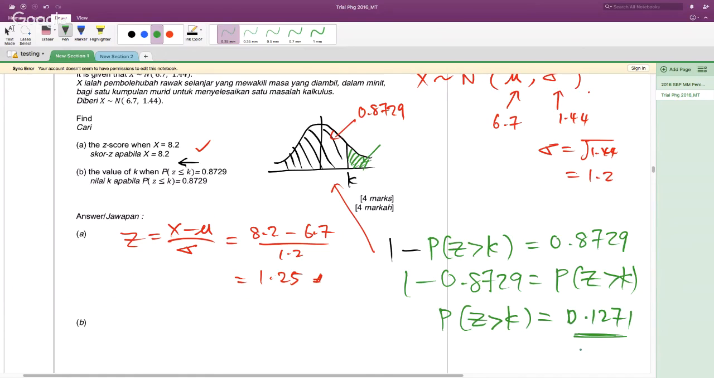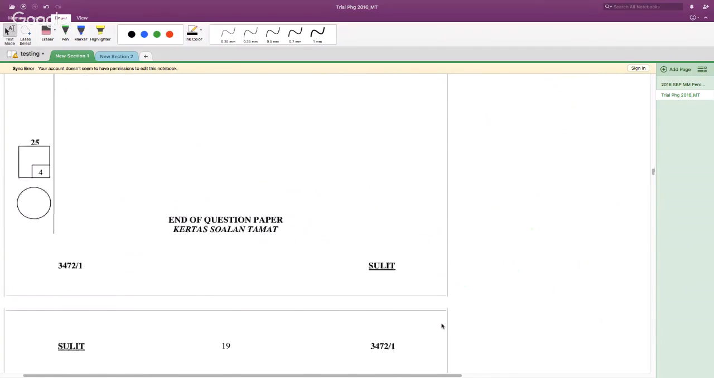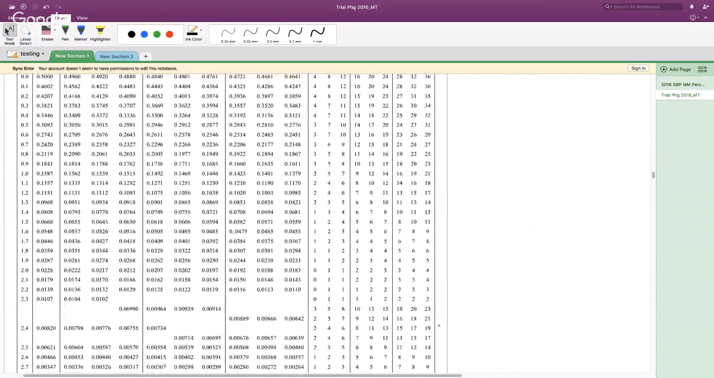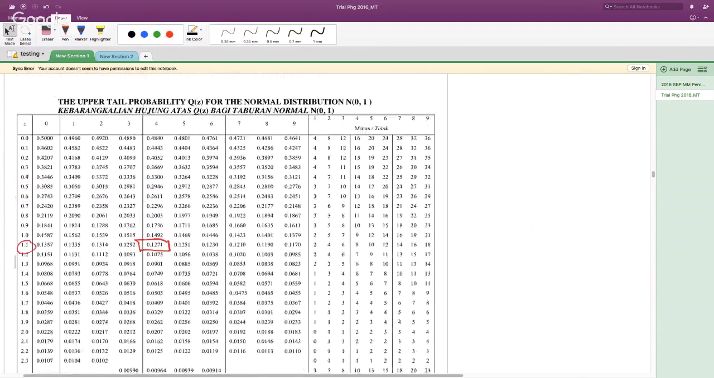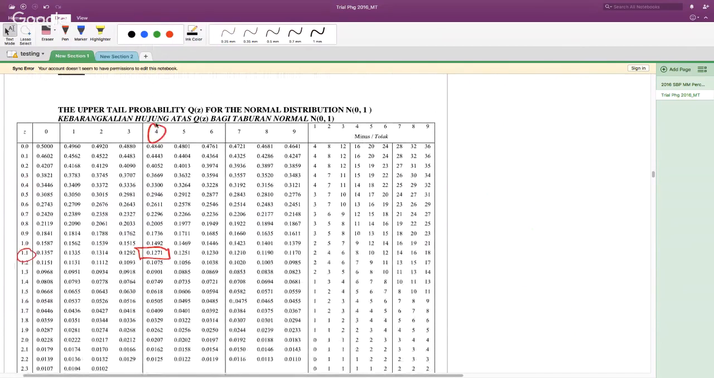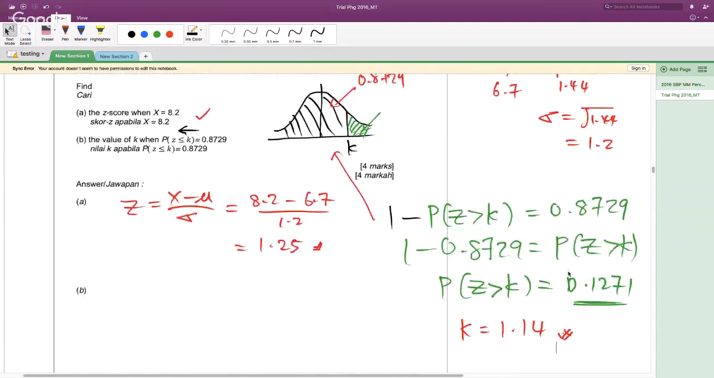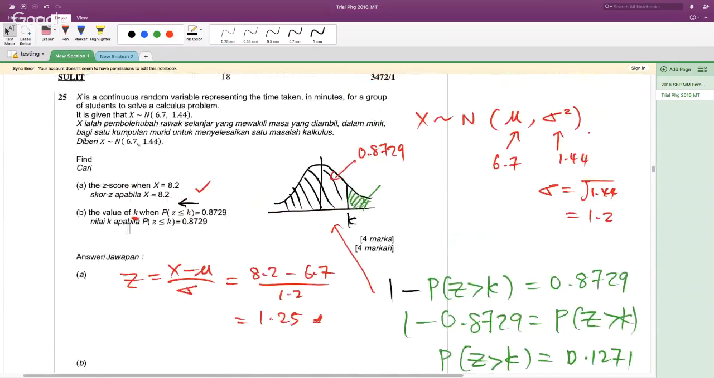And this is a probability, right? So what you need to do is go to your z value table to find that 0.1271. Yes, I got it. Do you find 0.1271 here? This one is 1.1, and then at the top 0.04, so 1.14. Therefore I know my k equals 1.14, because the question asked me to find the value of k.